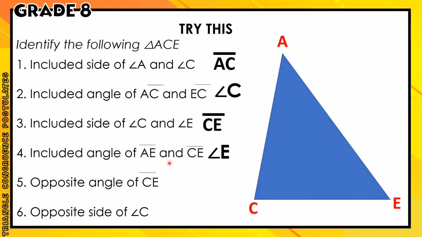This time, number 5, opposite angle of CE. So look at the figure, this is our CE. The one facing it is angle A. And lastly, opposite side of angle C. Angle C, the side facing it is this one, that is side AE. So that's how we identify the included side, included angle, and opposite side of a given triangle.